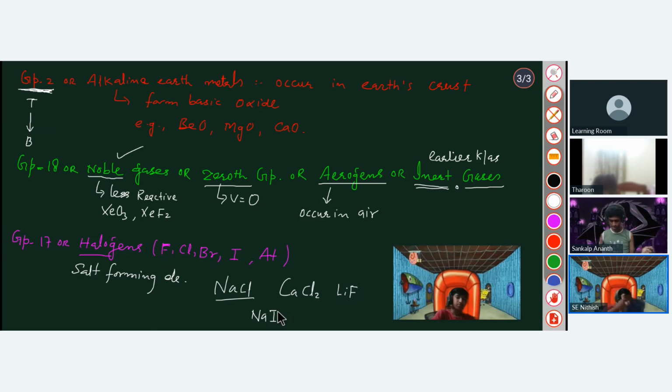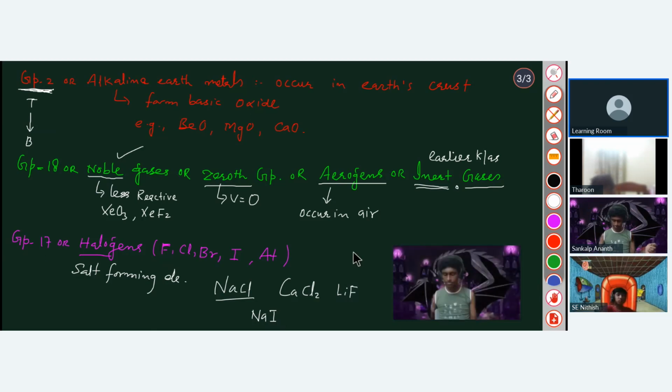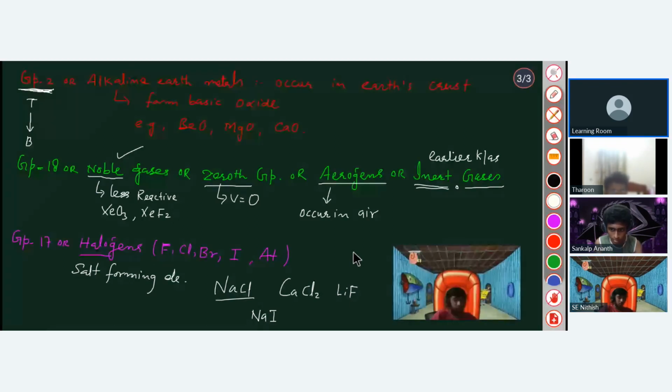Have you noted down what the properties of salt are? They are ionic compounds. They have high melting and boiling points. They are soluble in water. They are good conductors of electricity in aqueous and molten state.